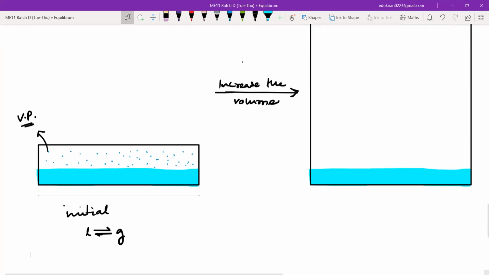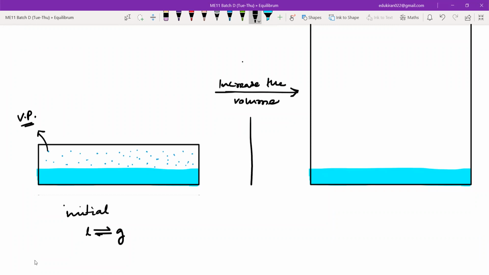Decreases. What do you think? Decreases, right? All of you agree? I hope everyone does. It will decrease, because when I increase the volume, the water molecules go everywhere else. Now it has a slightly less chance of striking the liquid water.